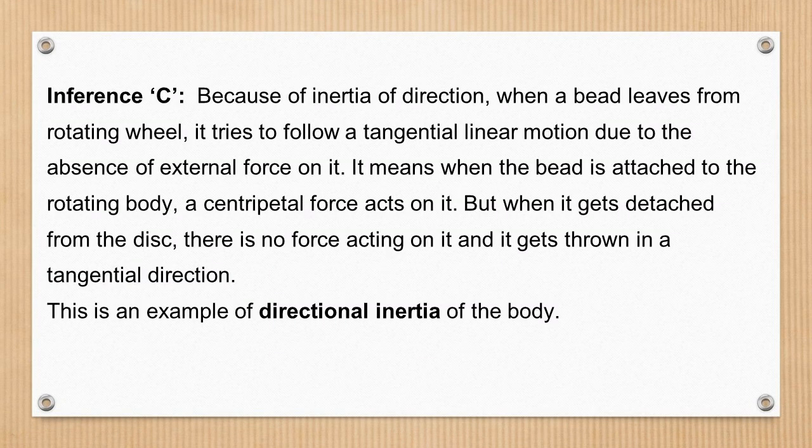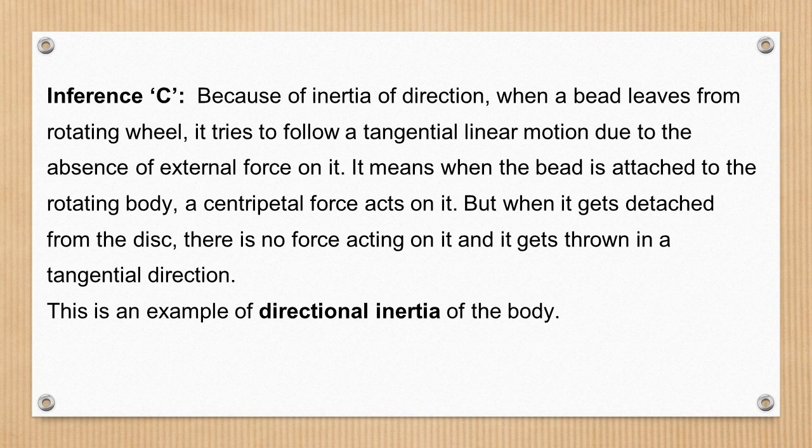Inference. Because of inertia of direction, when a bead leaves a rotating wheel, it tries to follow a tangential linear motion due to the absence of external force on it. It means when the bead is attached to the rotating body, a centripetal force acts on it. But when it gets detached from the disc, there is no force acting on it and it gets thrown in a tangential direction. This is an example of directional inertia of the body.